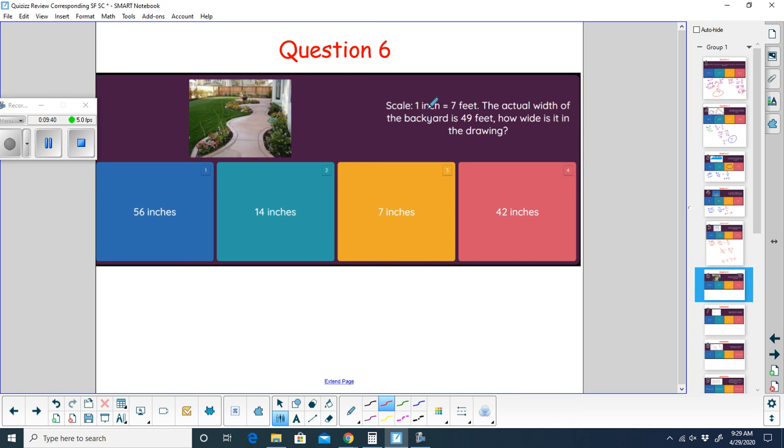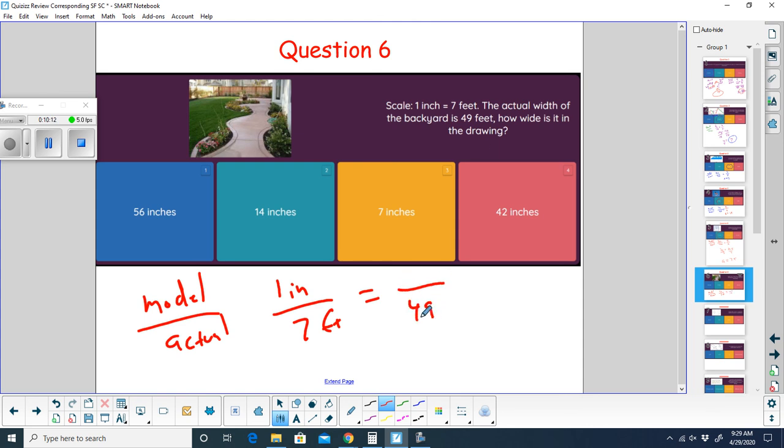Scale, 1 inch equals 7 feet. The actual width of the backyard is 49 feet. How wide is it in the drawing? Well, model to actual. We know the scale is 1 inch in the model goes with 7 feet in the actual world. It says the actual width of the backyard is 49 feet, so 49 goes here, right? How wide is it in the drawing?